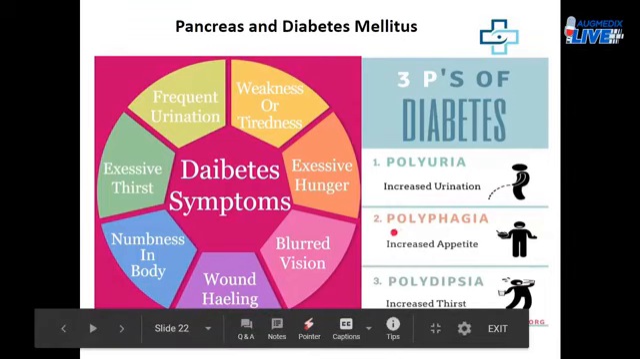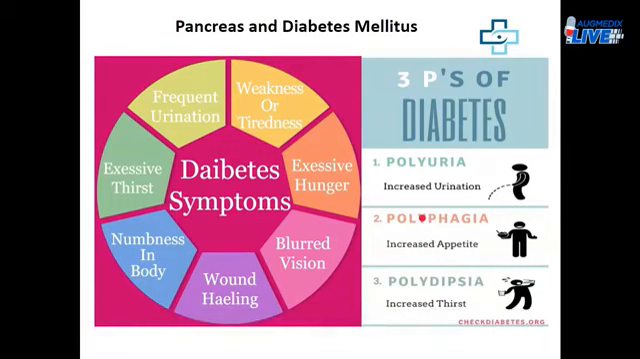Phagia means food, so increased appetite. And the third one is polydipsia, which means increased thirst. Okay, so I have already explained how polyuria occurs. So what happens? Once the blood glucose level is high, the glucose tends to pass through the urine. Since it's an osmotic particle, it's going to draw the water with it. So if excess water passes in urine, this is known as polyuria.